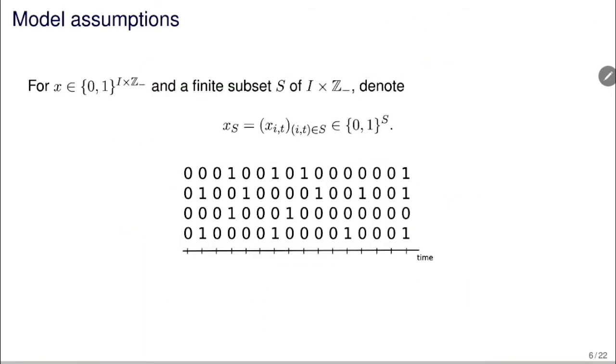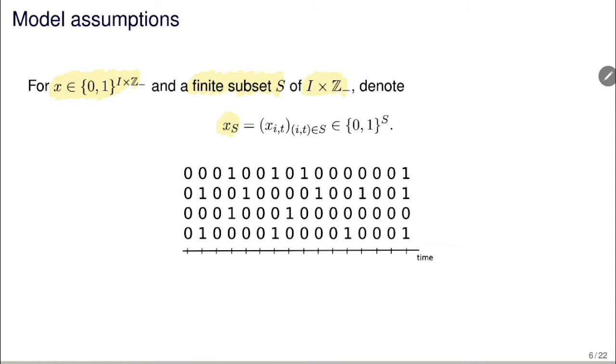Okay? Before giving the second assumption, I need to introduce a notation. So for each space-time configuration little x, and any finite subset S of I times minus, we denote x_S the configuration x restricted to the subset S.